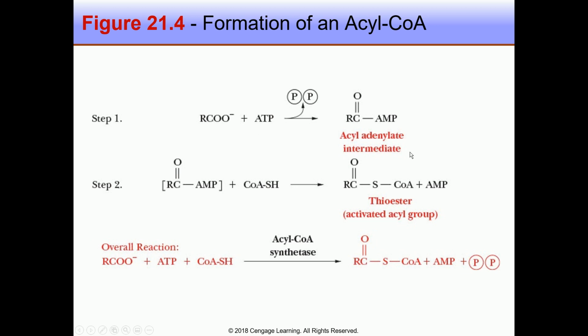So first of all, there's an intermediate formation with the help of the ATP. So the fatty acid forms a bond with AMP, and there's a release of two phosphates. So the intermediate which is formed is called acyl adenyl intermediate, and then it reacts with the coenzyme A and results in the formation of the thioester bond.